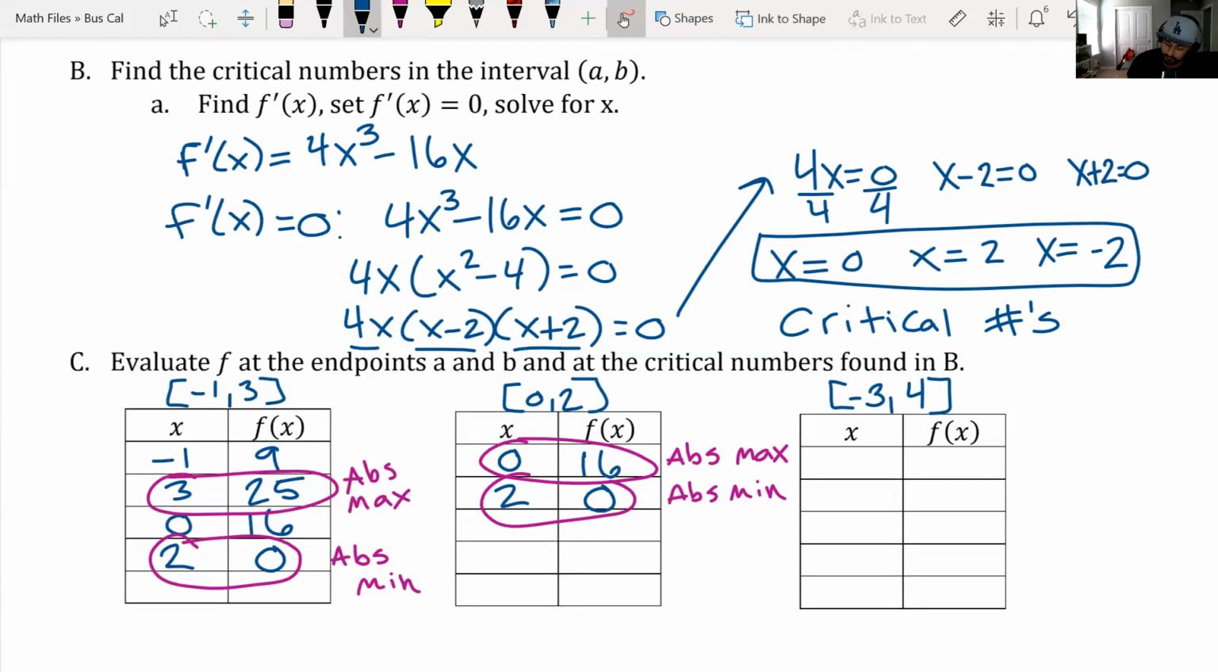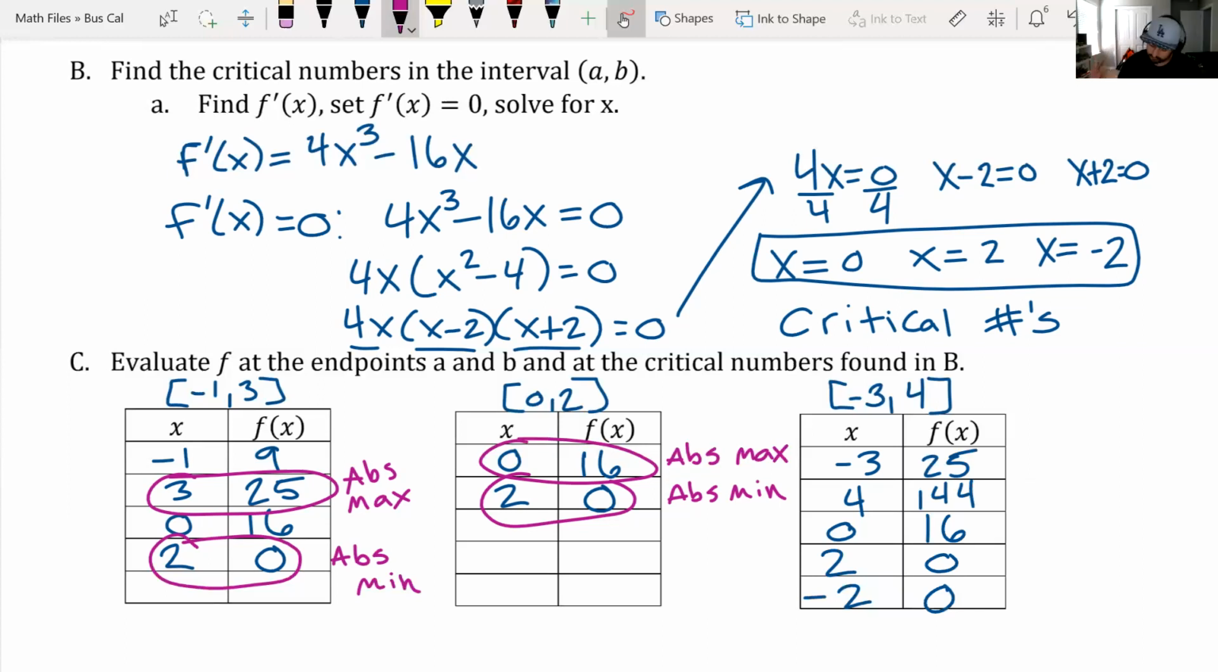Last one, -3 and 4. Does 0 fit in there? Yes. Does 2 fit in there? Yes. Does -2 fit in there? Yes. We have them all. So let me go back. -3 gives me 25. 4 gives me 144. 0 gives me 16. 2 gives me 0. And -2 gives me 0.